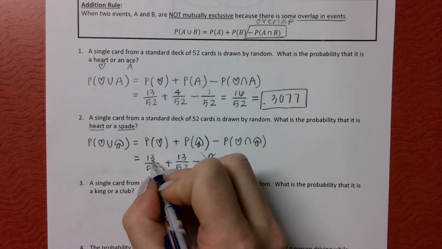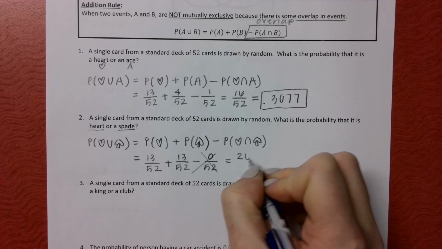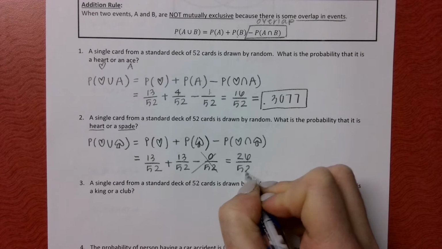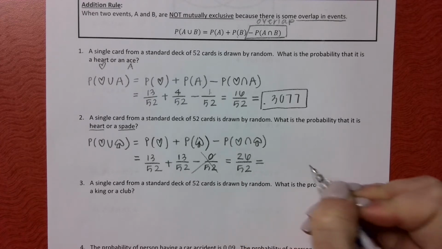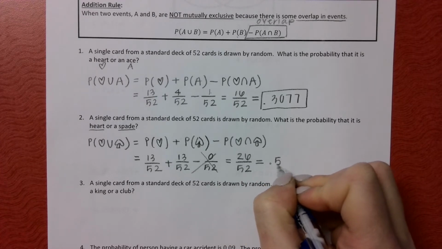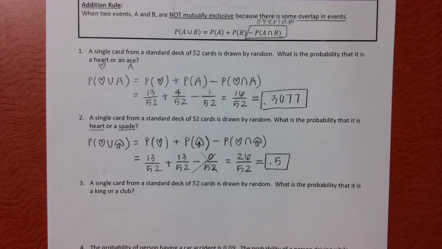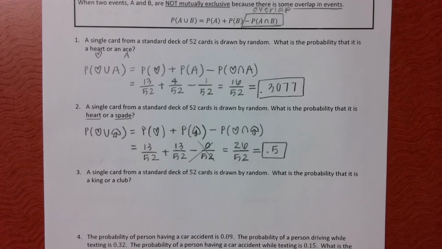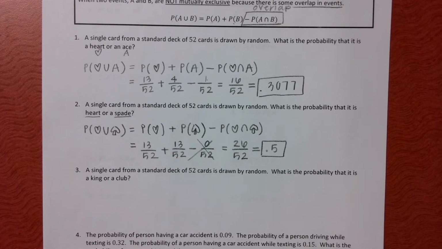So finishing this problem, 13 plus 13 should give me 26 out of 52, which should be 0.5. 50% chance that I pick either a heart or a spade. Go ahead and pause your video. I want you guys to try number 3.